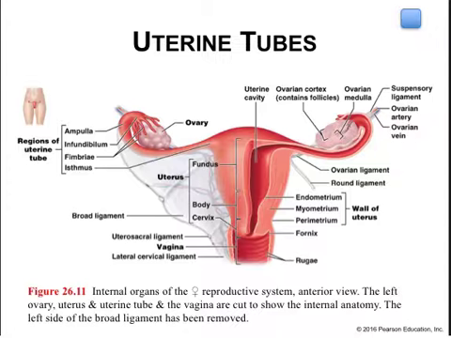The ampulla is the expanded lateral end that connects the tube to the infundibulum, a funnel-shaped opening at the distal end of the uterine tube, fringed with finger-like projections called fimbriae.